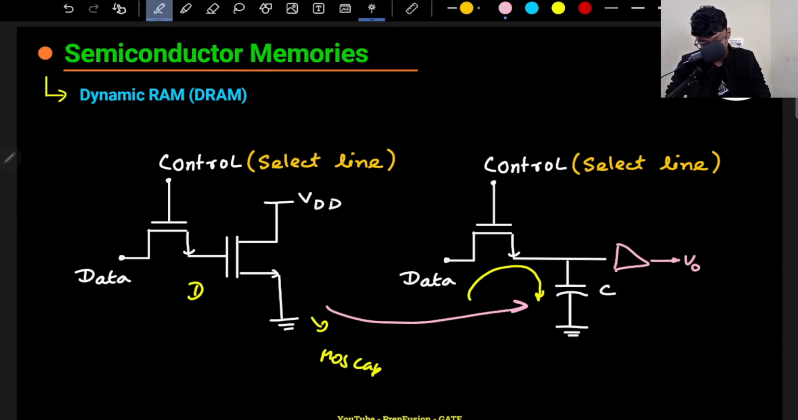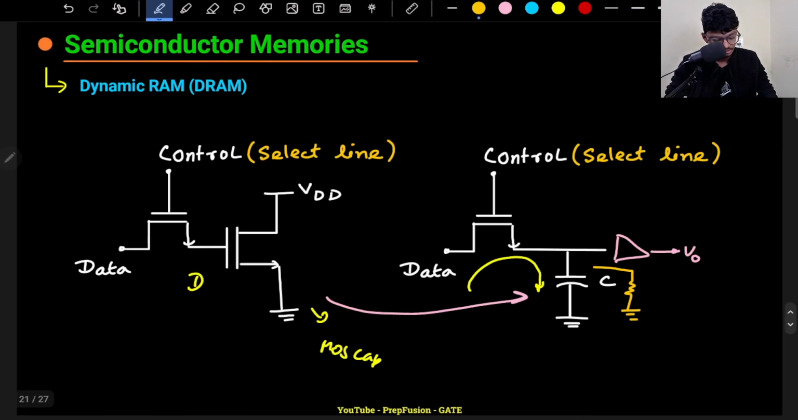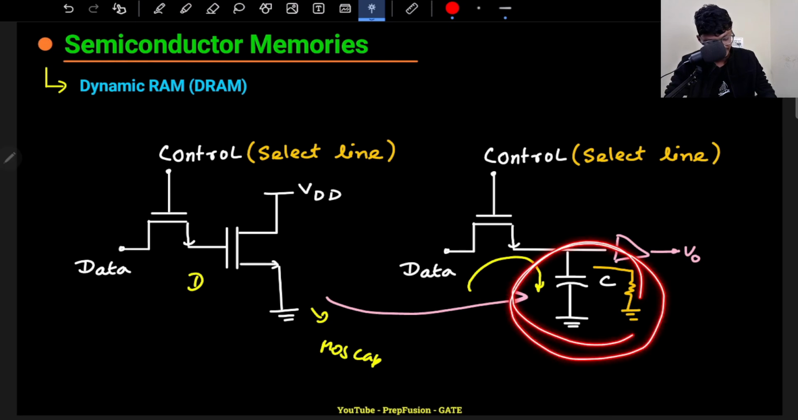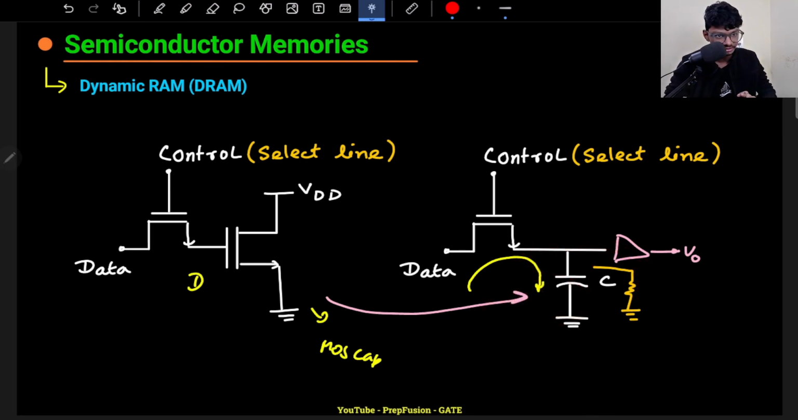But I told you, right? Obviously, I have a resistance here that is parallel. This is an inherent property of a capacitor. So it is parallel with the capacitor and it can discharge. That's why I have to periodically refresh this, periodically charge this, right? How we charge will not come in this lecture, but just know this concept that we have to periodically charge this. That's the problem with dynamic RAM.